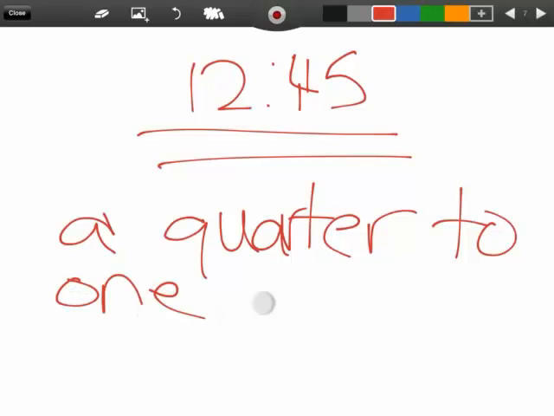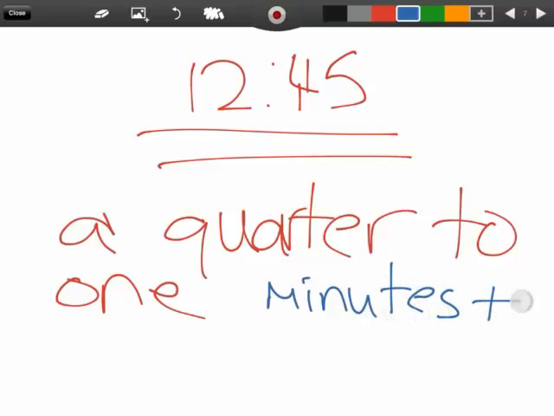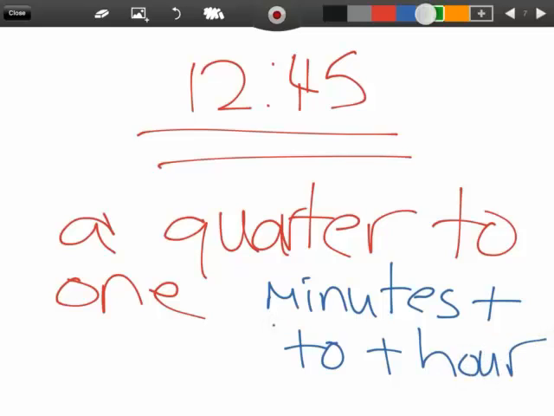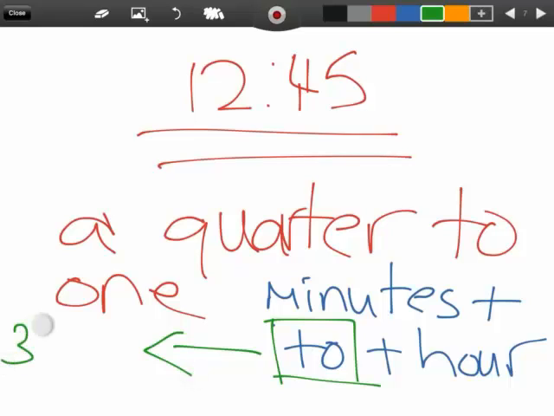Now, I'm going to go ahead and explain this to you. It's minutes plus 2 plus hour. Why did we use 2 this time? The reason we use 2 this time is because the minutes are between 31 and 59. Now, moving on to my next example.